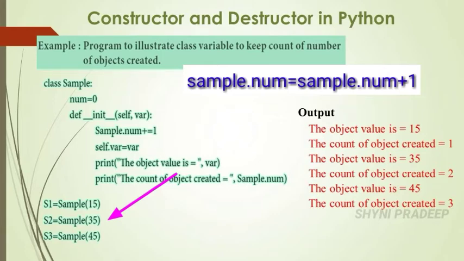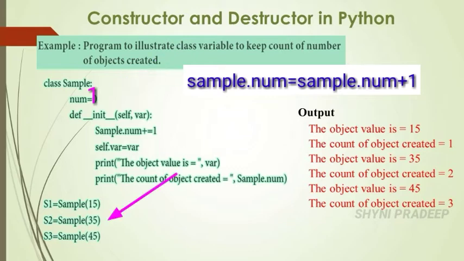You no need to pass the value for self argument. Only pass the value for variable argument var. So the object value is variable, which means 15. The count of object created is sample.num. Sample.num is equal to sample.num plus 1. So you have to add counting value. So num becomes 1.